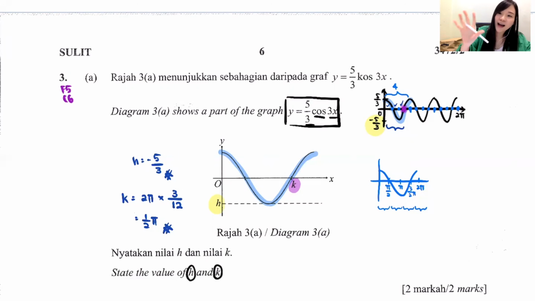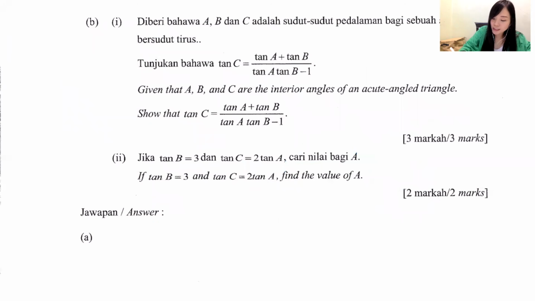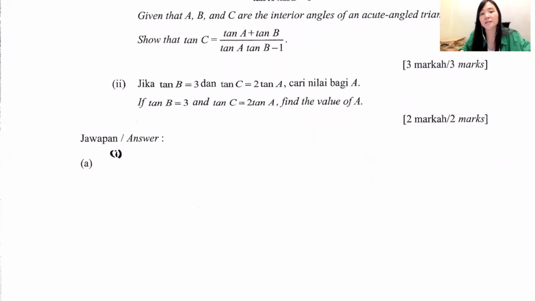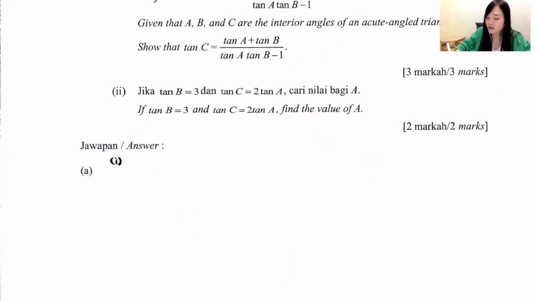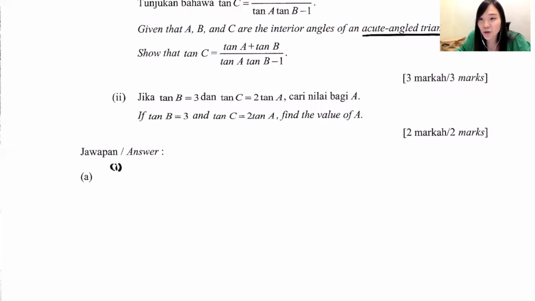So let's go on. 5, 4, 3, 2, 1. B. B, guys, B1. Here, B1, they say, given that ABC, angle ABC, are the interior angles for an acute angle triangle. So my dear, I'm scared you guys don't understand, I draw for you. So they try to tell you there's a triangle. And the triangle is an acute angle triangle. So I think the triangle, every single angle will be acute. Acute means less than 90.